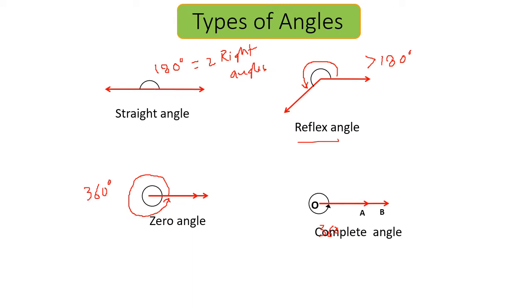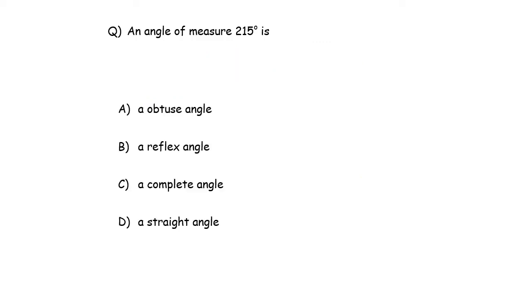And if you're not going anywhere, then it's a zero angle. If both lines are not moving at all, this is 0 degrees. And this is 360 degrees, right? So a 360 degree angle is called a complete angle. If there is no angle, it's called a zero angle. If the angle is more than 180 degrees, it's called a reflex angle. If the angle is exactly 180 degrees, it's called a straight angle.